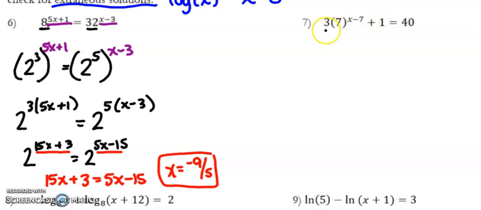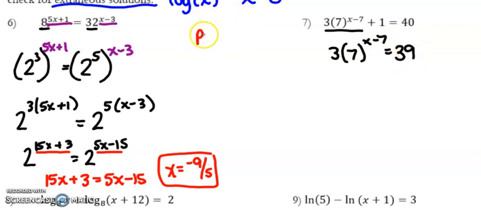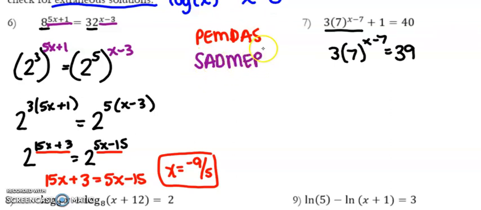All right, number 7. I need to isolate my exponential. So I'm going to start with 3 times 7 to the x minus 7 is now equal to 39. Peeling away another layer, undoing PEMDAS. So remember, PEMDAS is how you simplify, but you go SADMEP when you are solving. Okay, so I got rid of my addition. Now I'm going to get rid of my, I don't have any subtraction. I'm going to get rid of my multiplication. So I'm going to end up with 7 to the x minus 7 equals 13.